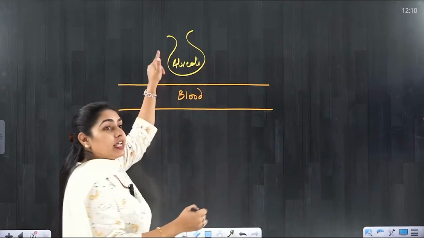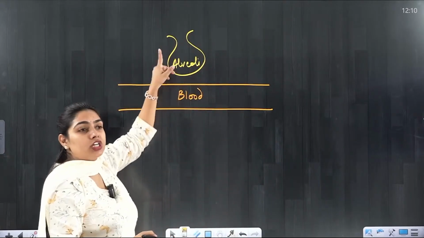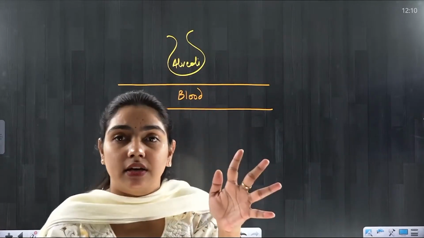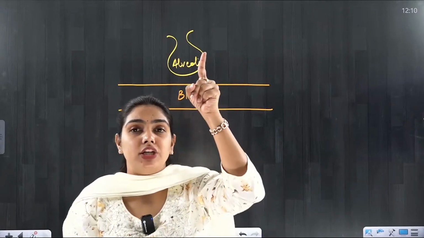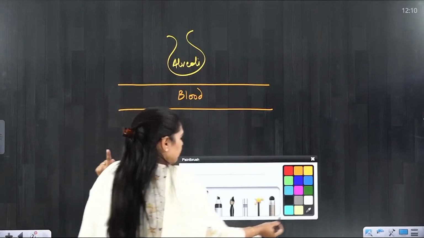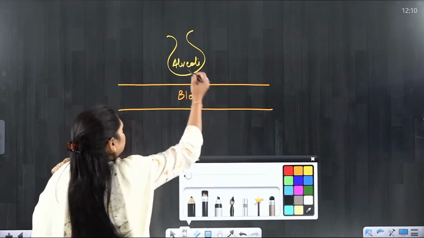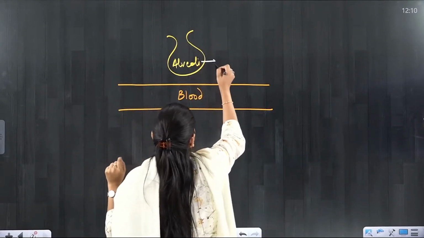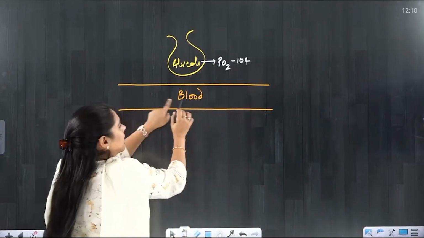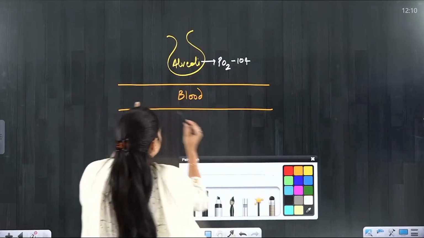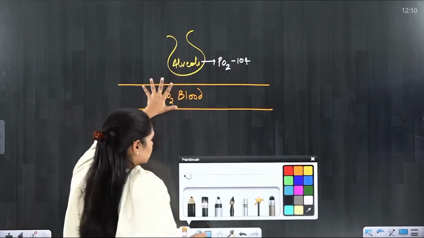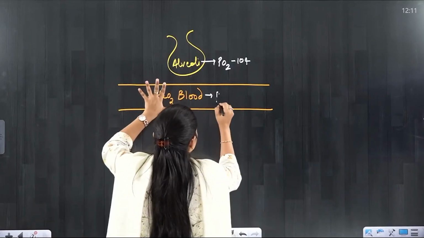So, exchange means the oxygen and carbon dioxide are getting exchanged on the basis of partial pressure. If oxygen partial pressure is more in alveoli and less in blood, oxygen will come into the blood. See here, in alveoli, the partial pressure of oxygen is 104. This blood which is coming here is deoxygenated blood. In this blood, oxygen is not there, so in this deoxygenated blood, the partial pressure of oxygen is 40.